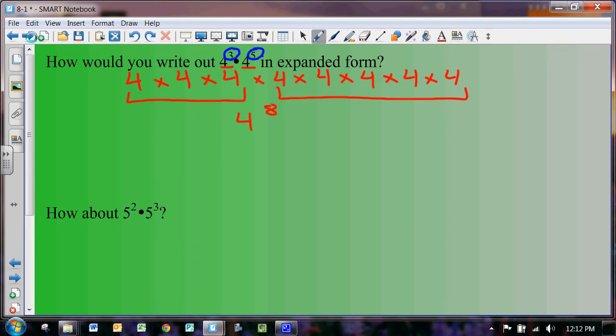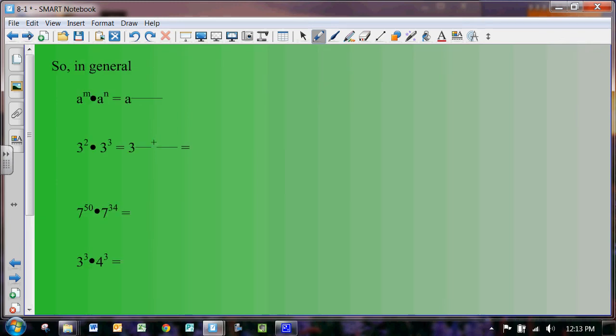So looking at 5 to the 2nd times 5 to the 3rd, expanded form would be 5 times 5. So that's our first set. And we're multiplying that by 5 times 5 times 5. So that's our second set. So we've got all of our 5s written out. And if you want to compress that back down into exponential form, it would be 5 to the 5th, because we have 5 5s. So again, bases have to be the same, and then add the exponents, 2 and 3. Good. All right.